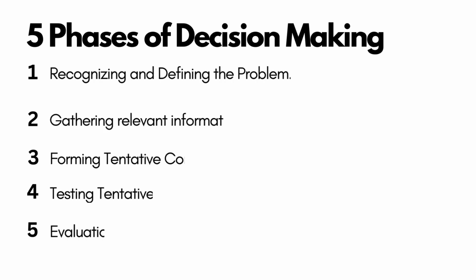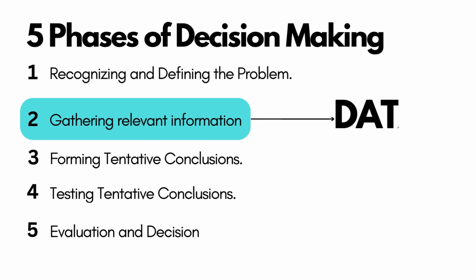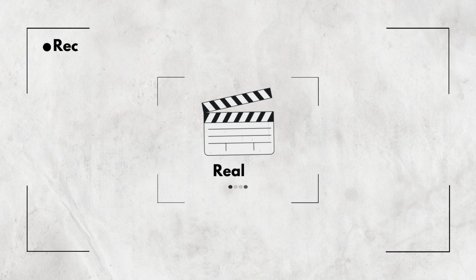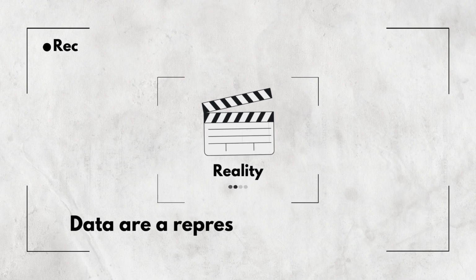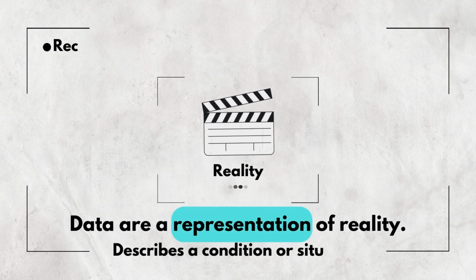When we study the decision-making process, the second stage is collecting relevant information. To fulfill the second stage, a process of understanding the data is required. Data are a representation of reality. Describes a condition or situation. Representation is a key word that must be considered wisely.